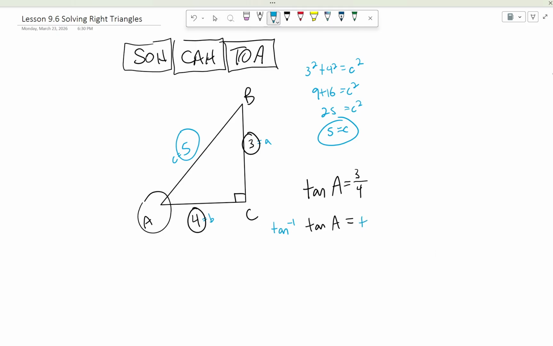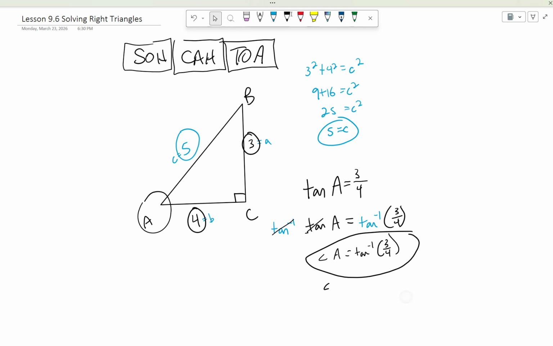So here we go. I'm going to have my inverse tangent that I took on both sides, and I have to do that for 3 over 4. The inverse tangent undoes the tangent, so I have angle A, which is exactly equal to the inverse tangent of 3 over 4. But, of course, I don't know what that is in degrees. So we're going to take an approximation.